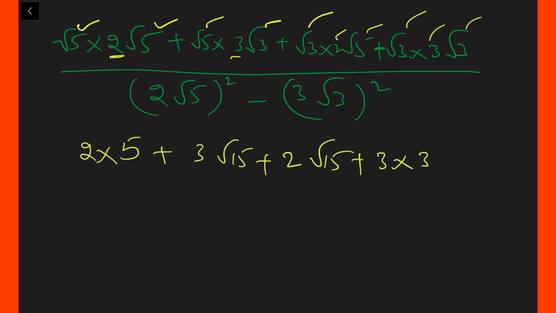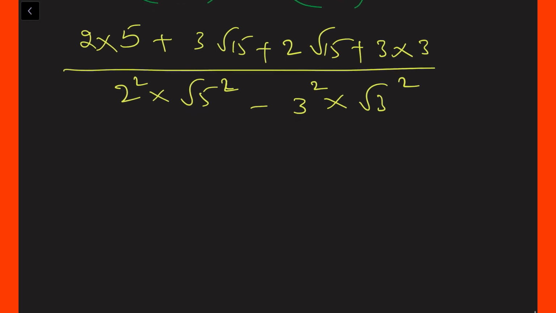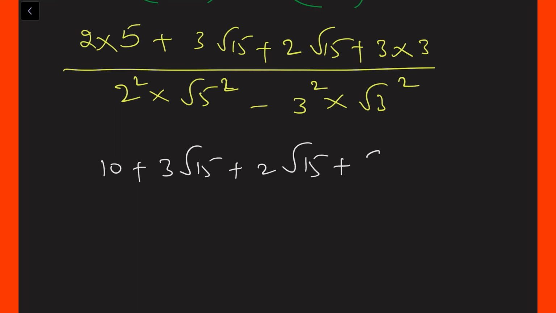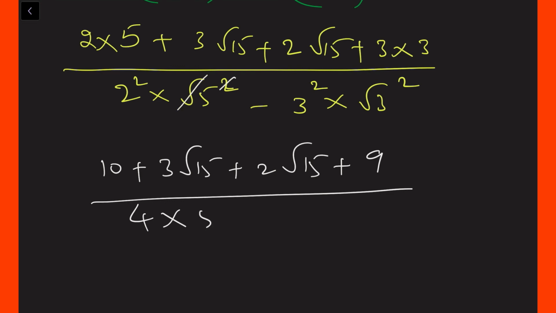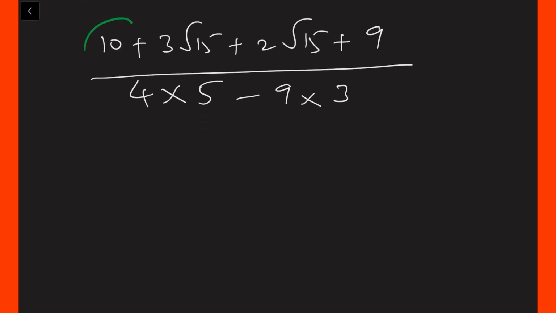Divided by 2 root 5 whole square is nothing but 2 square into root 5 square, minus 3 root 3 whole square is nothing but 3 square into root 3 square. So 2 5s are 10 plus 3 root 15 plus 2 root 15 plus 3 3s are 9, divided by 2 square is 4 into square root square cancel, minus 3 square is 9 into square root square cancel, 3. Here 10 plus 9, 19.